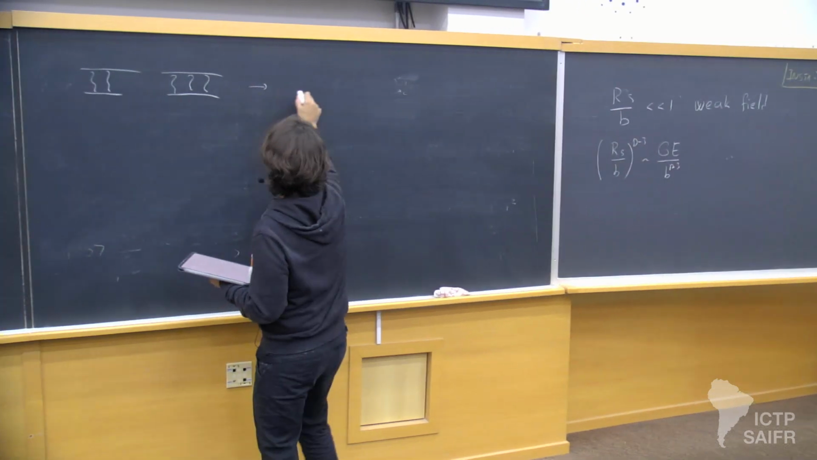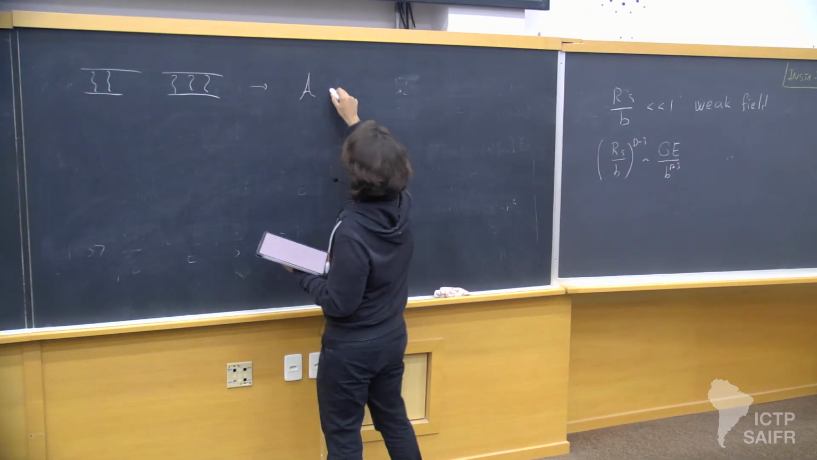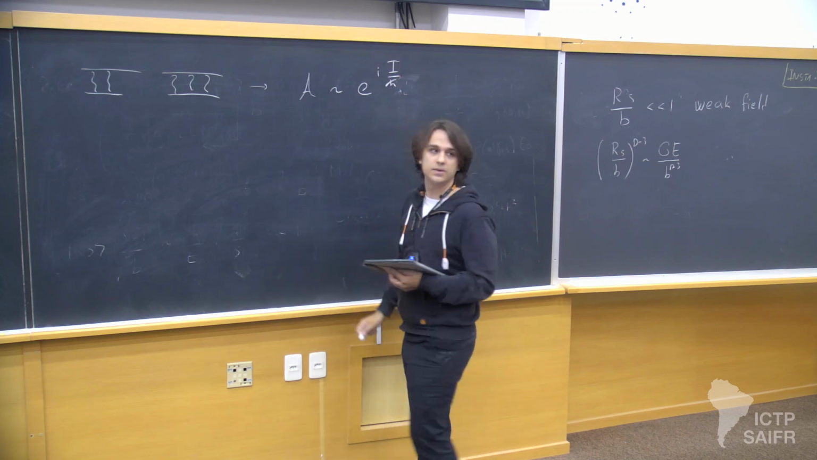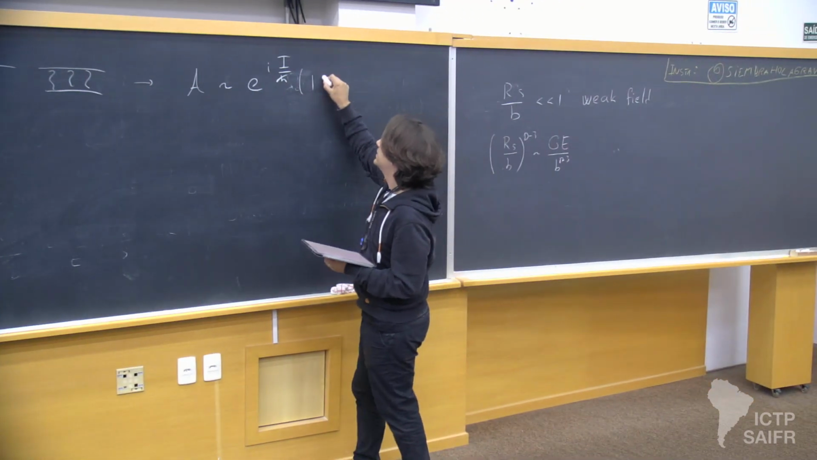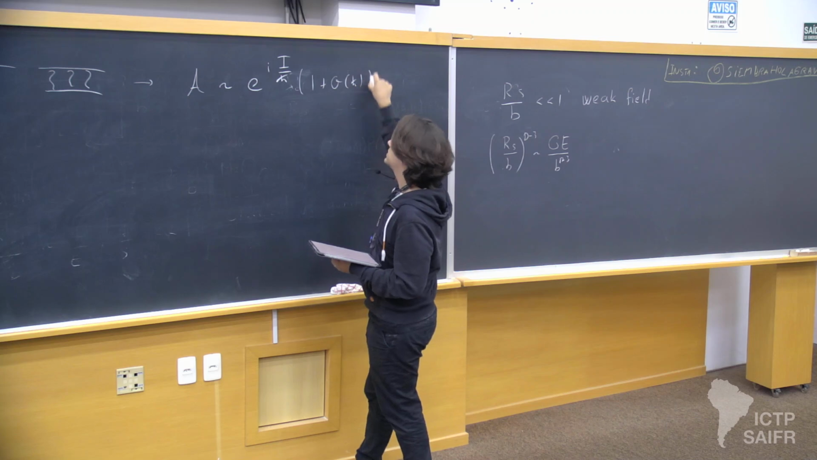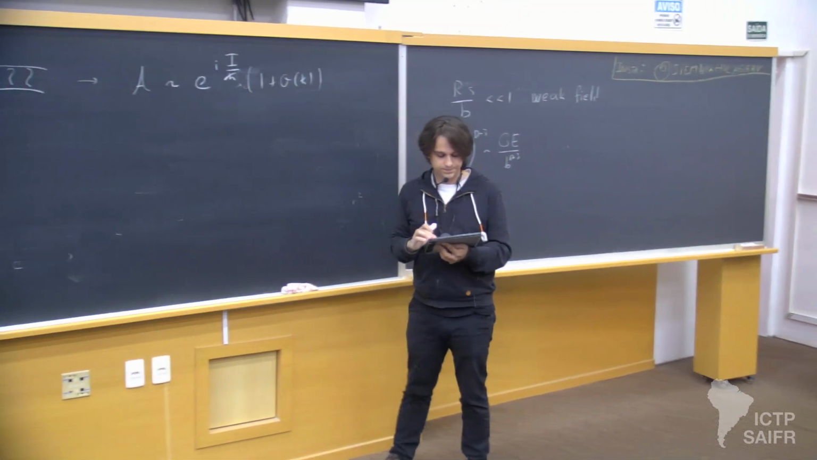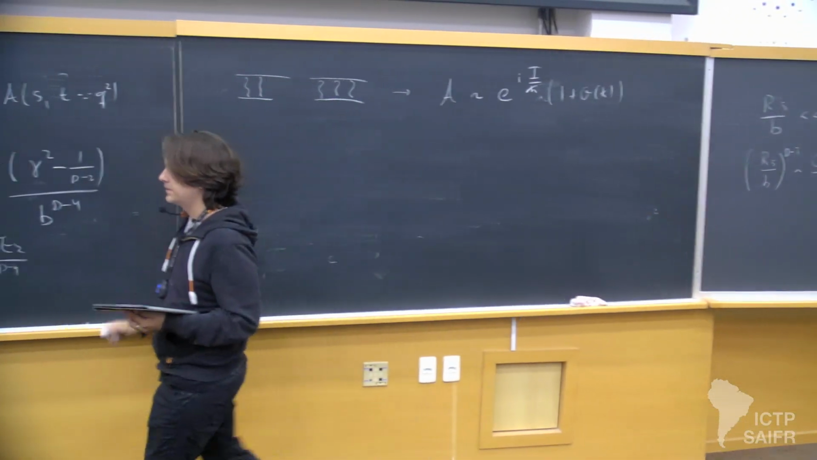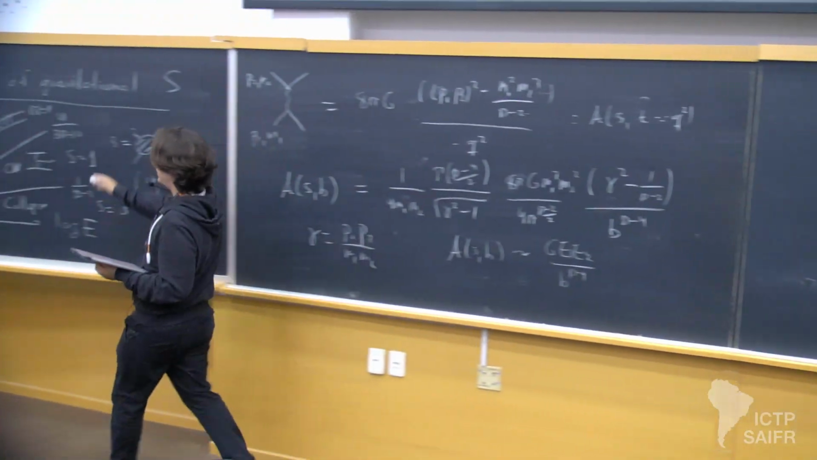So from this, we expect that this amplitude will be something like this. So it should exponentiate and then have some quantum corrections, which we will study in detail. Okay. So this is this boundary over here.